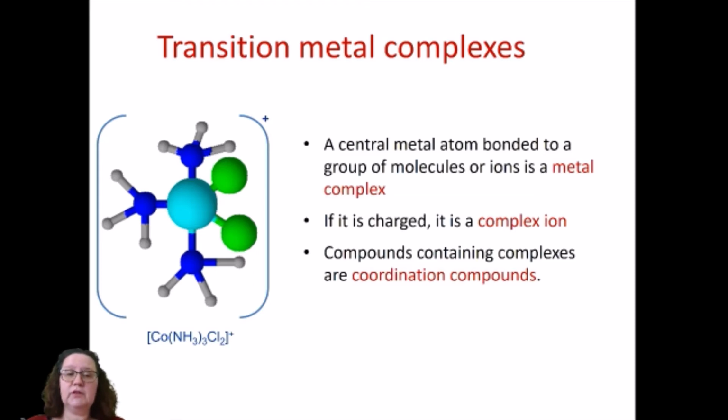For example, in this slide you've got a cobalt complex ion formed with a cobalt atom in the middle and 3 ammonia molecules, which are the ones here, and 2 chloride anions. The whole structure has a positive charge, so that would be a complex cation of cobalt. And if you had this as a salt, let's say the chloride salt of this complex, then we would have a coordination compound.